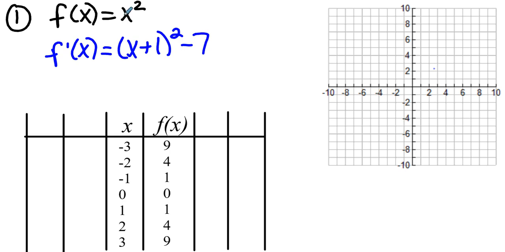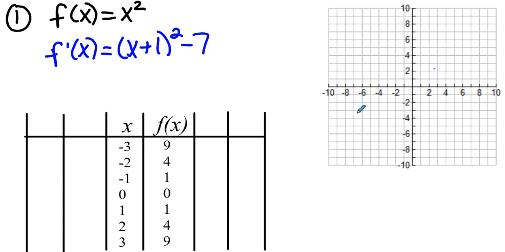For example, here's our parent function x squared. I have that table right here built, and that's standard, and we used that before in our Desmos activity. Now here's the transformed equation, x plus 1 squared minus 7. If we can identify the transformations, we can apply them to the table and generate the graph to represent it.